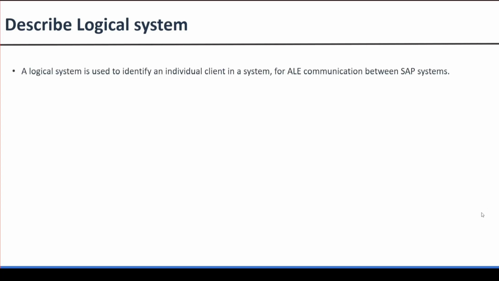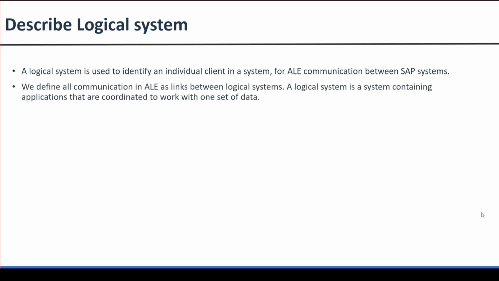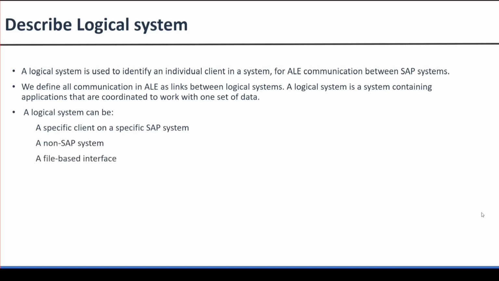Logical system is used to identify individual clients in SAP. ALE is a communication between SAP systems. This ALE is linking between SAP systems, that is the sender system and receiver system. The logical systems can be a specific client in an SAP system or a non-SAP system or file interface based. They will be defined as logical systems. The logical systems are the basis of ALE configuration.